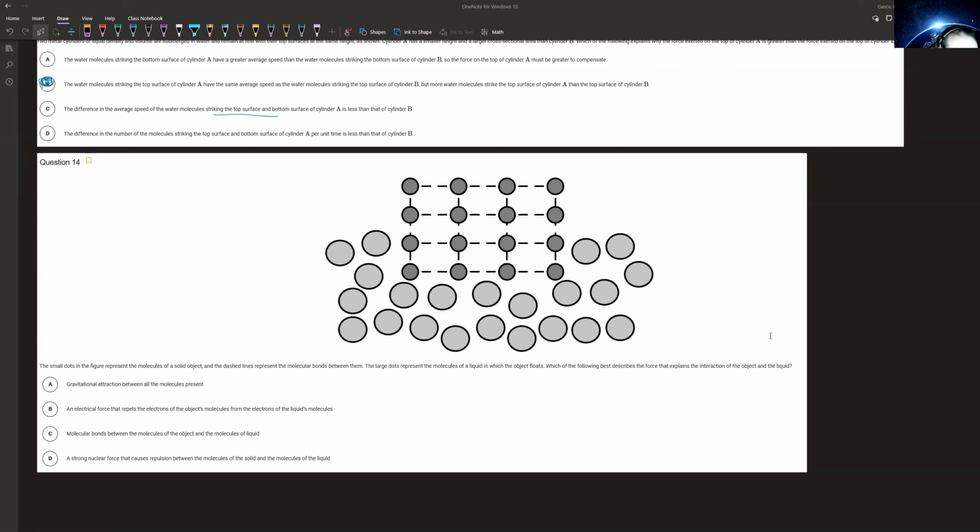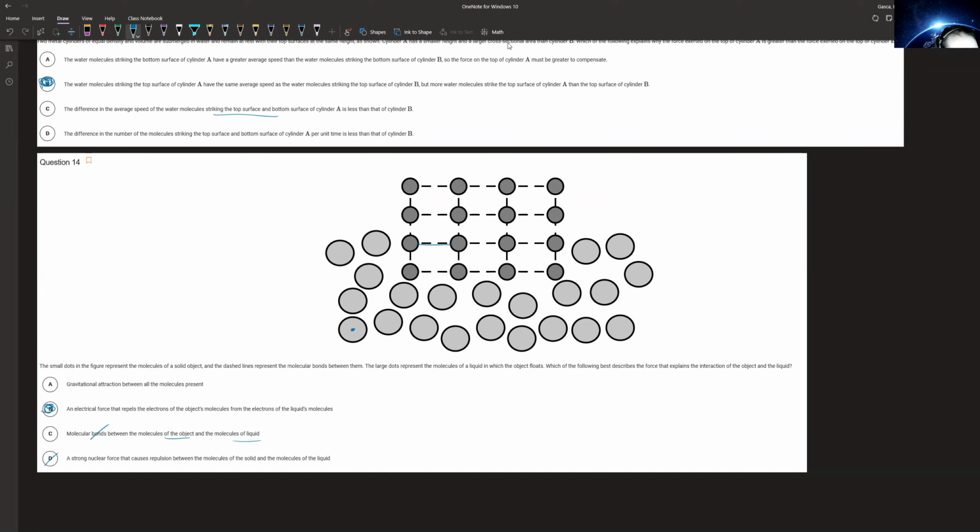So the electrical force that repels the electrons of the object's molecules and the electrons of the liquid molecules, I think that is going to be it. The molecular bonds between the molecules of the object and the molecules of the liquid: there are no molecular bonds between the object and the liquid, so not true. The strong nuclear force, not the case. The strong nuclear force has to do with the nucleus. And here we're talking about intramolecular forces or bonds, which happens to be the electron cloud and the electrical forces.